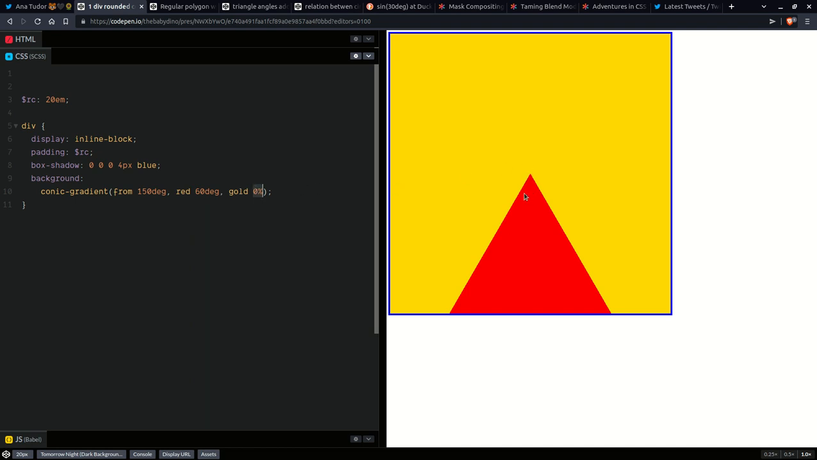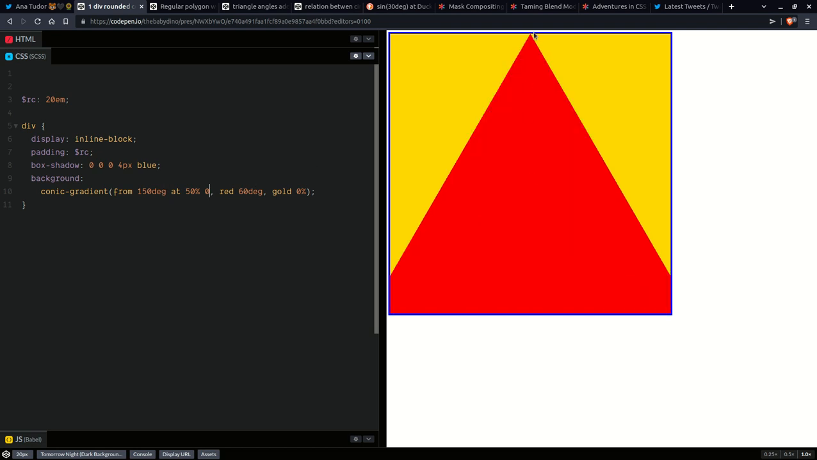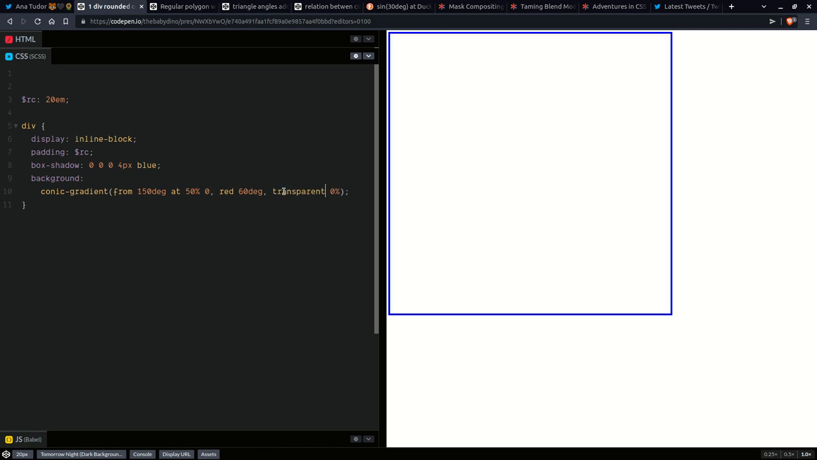And that's pretty much our triangle, but we don't want it positioned there. We want it to start from the top middle. So we're going to have this at 50% horizontally, 0 vertically. So that's the point around which we have our conic gradient. Okay, and we're going to go back to transparent there.